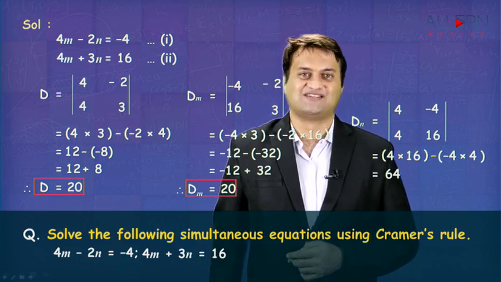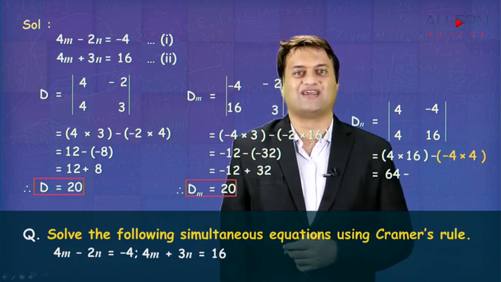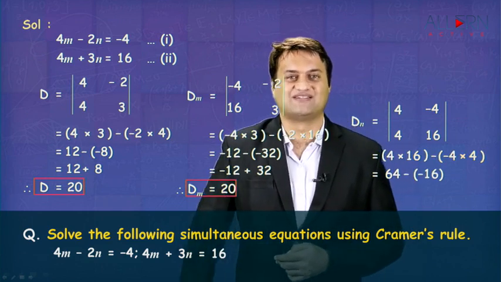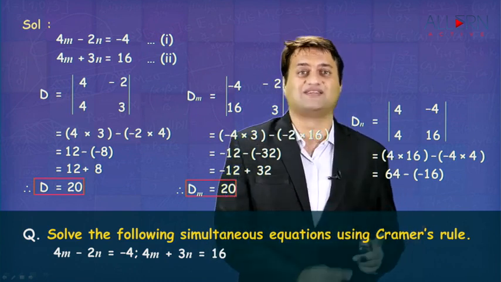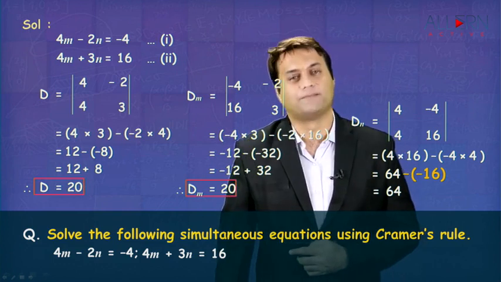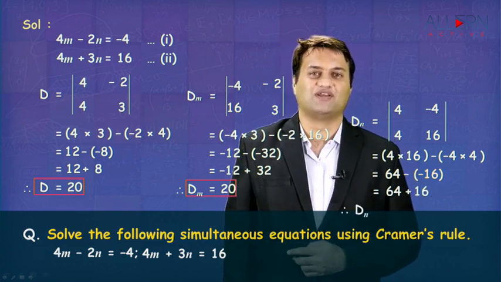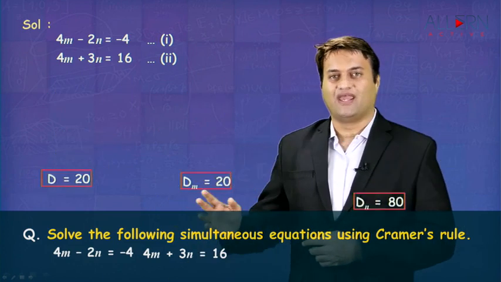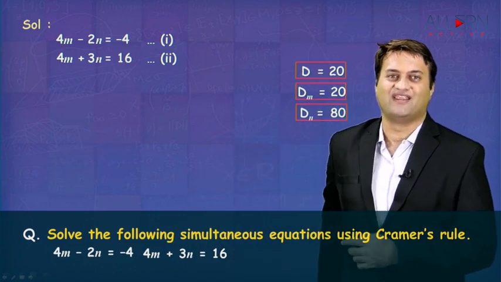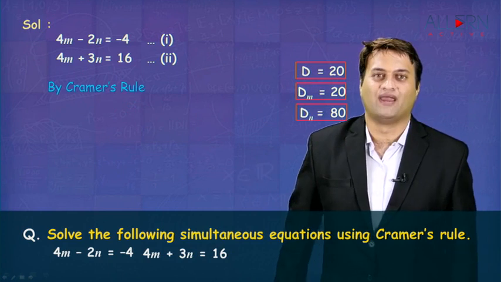16 4s are 64. Then a minus sign, and minus 4 into 4 is minus 16. So it's 64 minus of minus 16, that's 64 plus 16, which is equal to 80. D is 20, Dm is 20, Dn is 80. Now it's time for us to apply Cramer's rule.